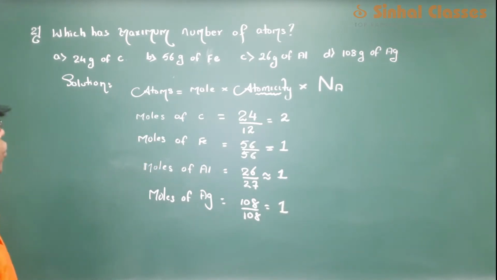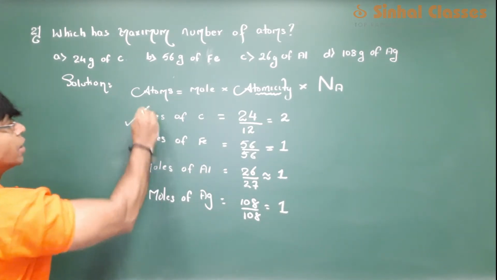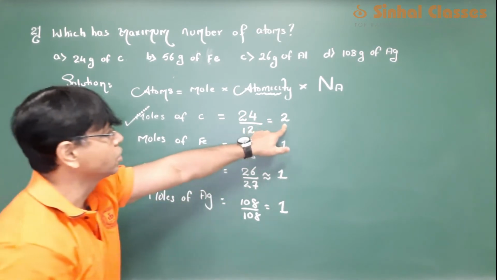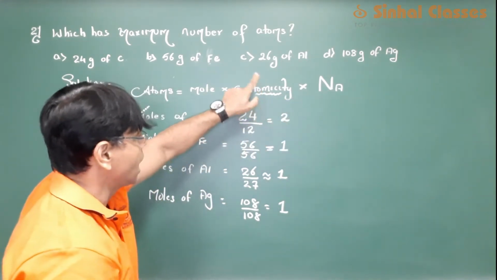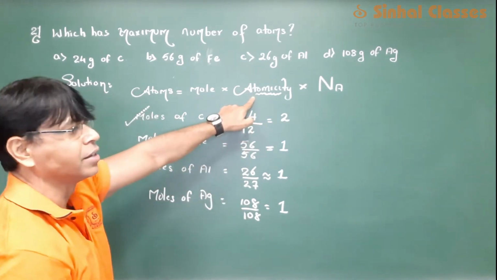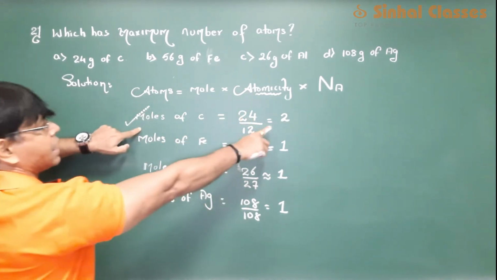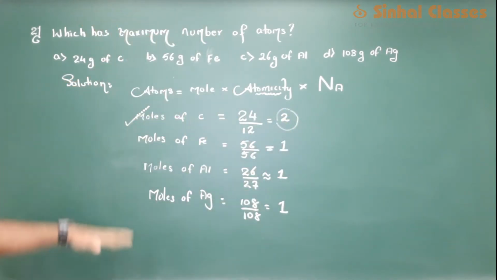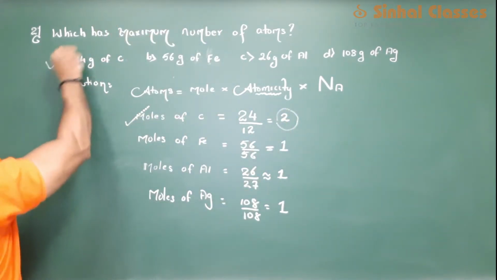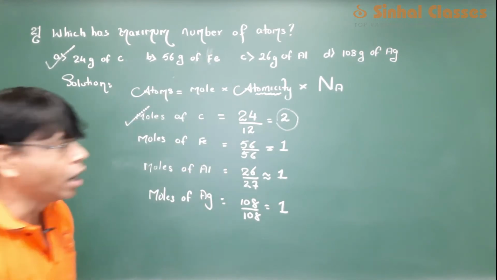So tell me, who has the maximum moles? Carbon, 2 moles, and all of them need to be multiplied by Avogadro's number. Atomicity for all of them will be 1. So the maximum mole present is for carbon. So carbon will have the maximum number of atoms. So your answer is A for question number 2.